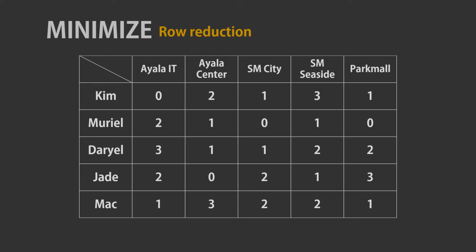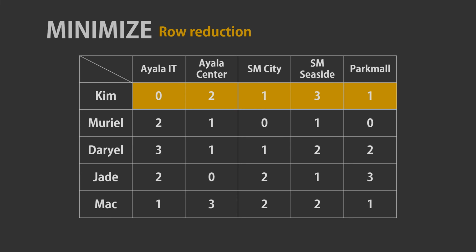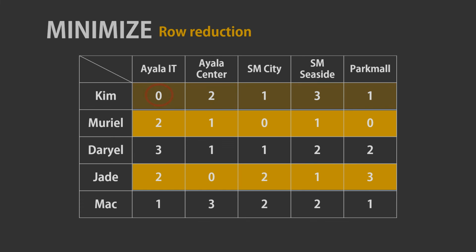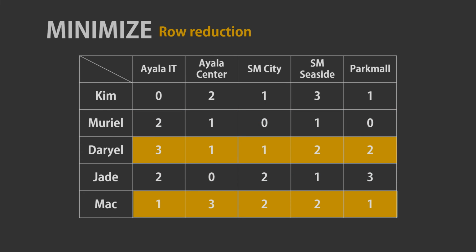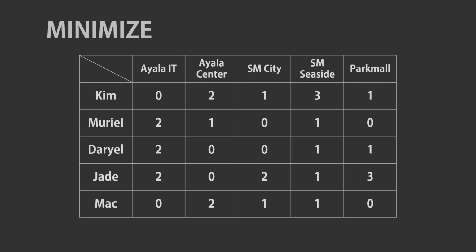This step is simply the subtraction of the lowest value in a row from all values in that row. For the first row, the lowest value is 0. Thus, values will remain the same. Similarly, the same will happen with the second and fourth rows. For rows 3 and 5, the smallest value is 1. Thus, all values must be subtracted by 1.